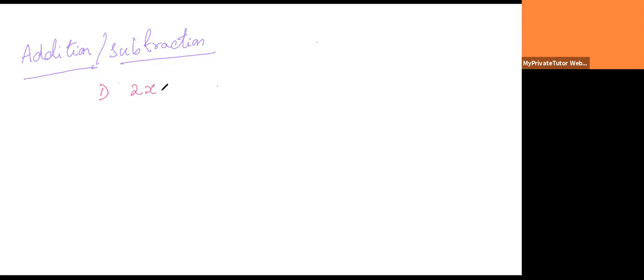Okay, and then for example, you might get a question: 2x plus 3y minus 5x plus 7y plus 6x. So how to simplify? Either you get a question as add or subtract the expressions, or else simplify the expression, which means almost the same. But how do you simplify this expression?